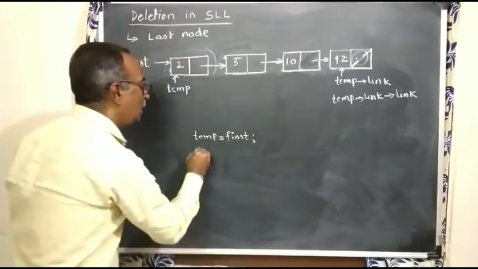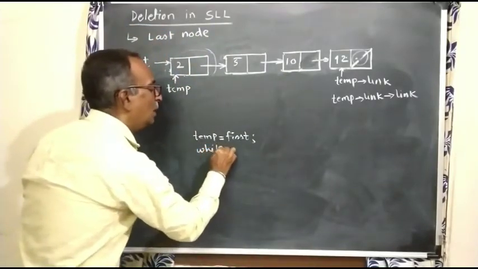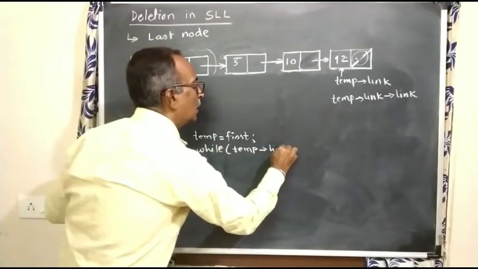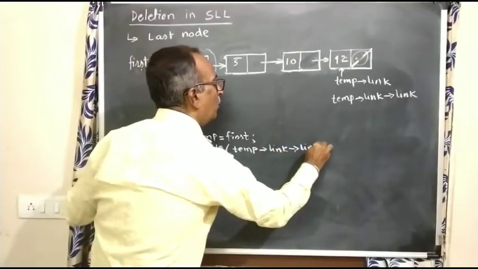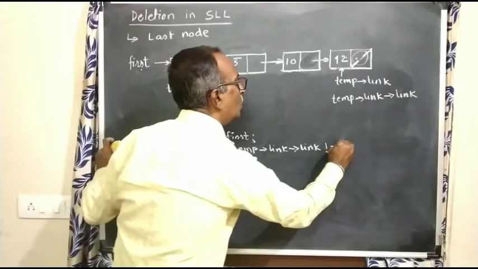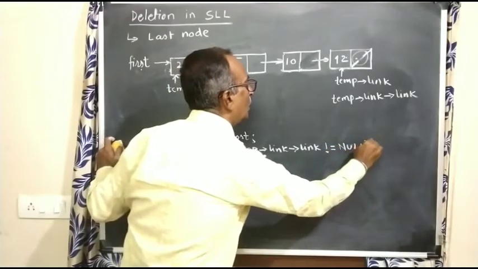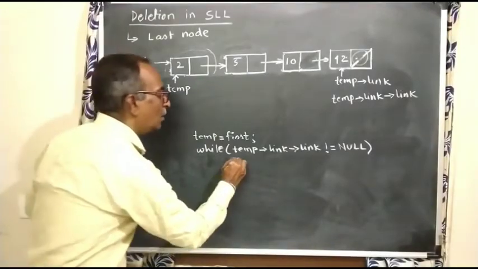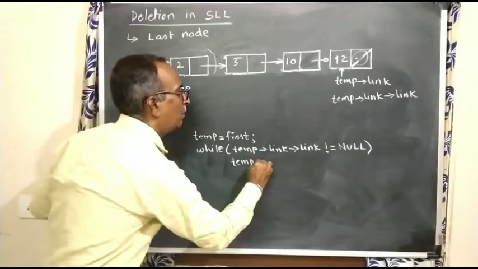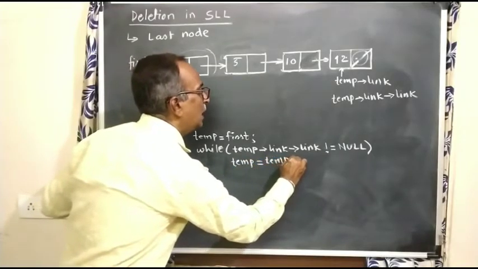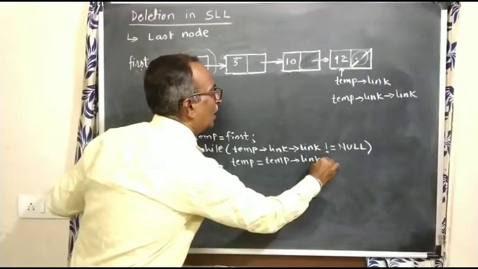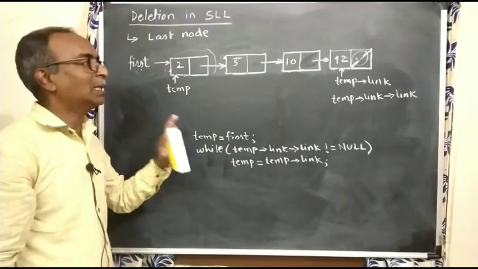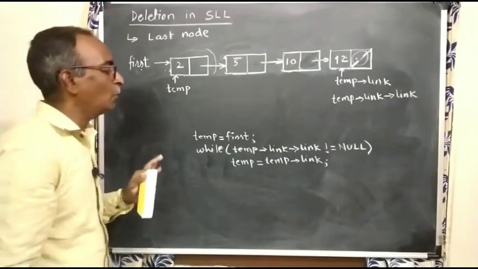So when we are moving, while temp's link's link is not equal to null, then we are moving temporary. Temporary is given temp's link field. That's it. When you write this, then it will locate your last but one node. Last but one node's address.